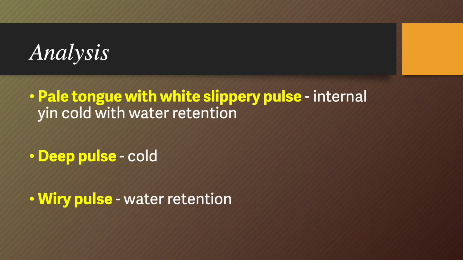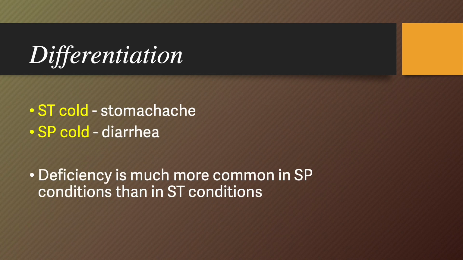A pale tongue with a white slippery coating is a typical sign of internal yin cold with water retention. A deep pulse is indicative of cold. Water retention causes a wiry pulse. This pattern should be distinguished from the spleen conditions. Stomach cold mainly causes stomach ache, while spleen cold mainly causes diarrhea. In addition, deficiency is much more common in the spleen conditions than in the stomach conditions.